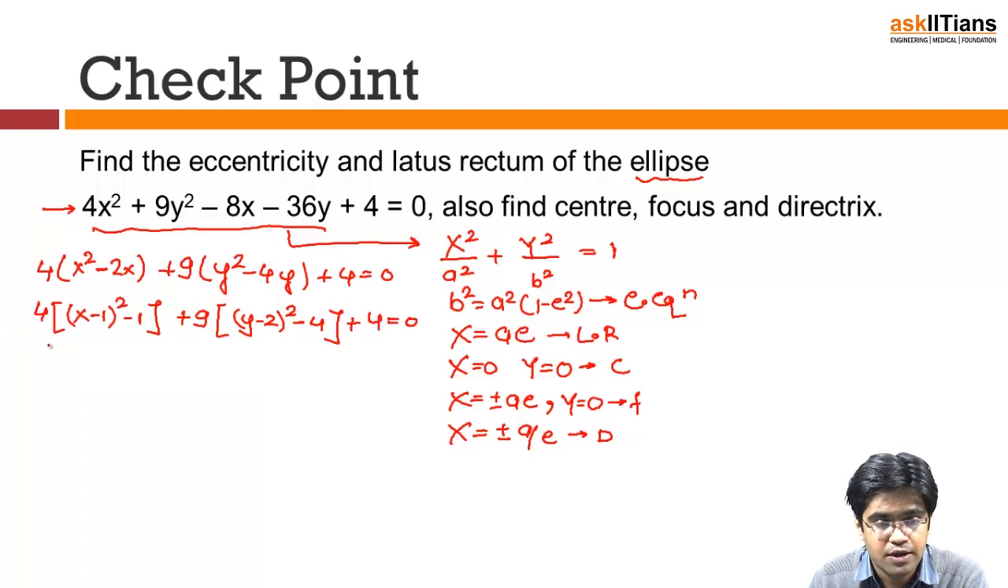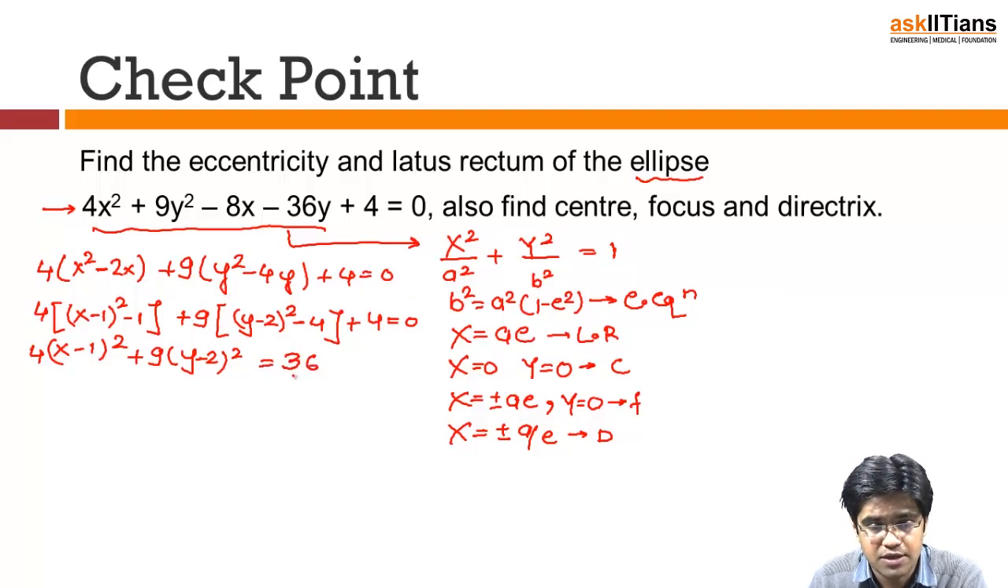Then plus 4, which is there in the equation. So what I got is 4 times x minus 1 whole square plus 9 times y minus 2 whole square. How many constants have I got? Minus 4 from here and then plus 4 will cancel out. Minus 36 from here will go on that side and becomes 36. Now you can see we have easily carried out the transformation. If you divide by 36, then I get x minus 1 whole square by 9 plus y minus 2 whole square by 4 equals 1.